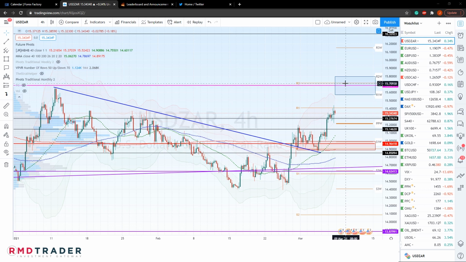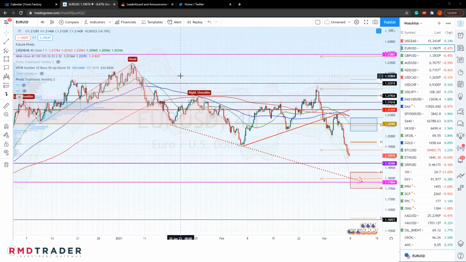our monthly R2 pivot. Initial support currently to be found at the weekly pivot at 15.21, and of course some additional support would be able to be found at the 15 Rand dollar level.